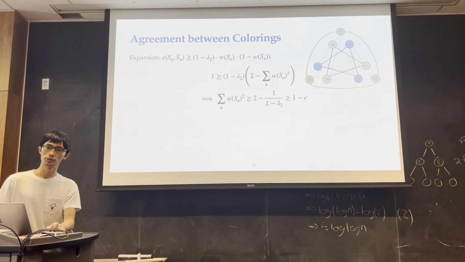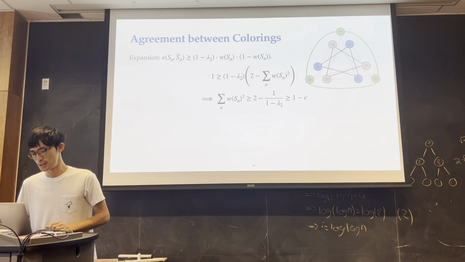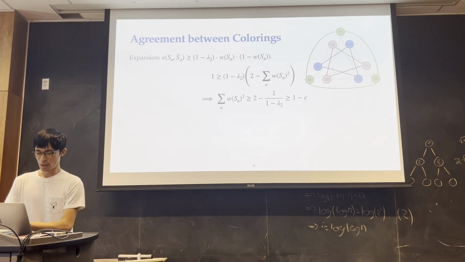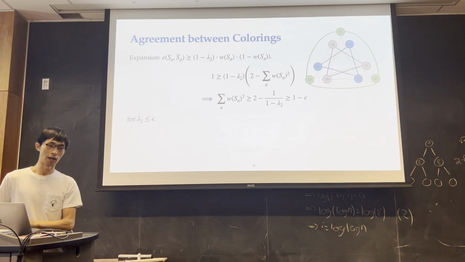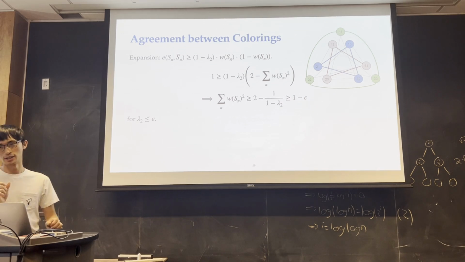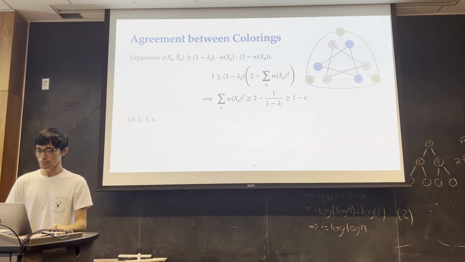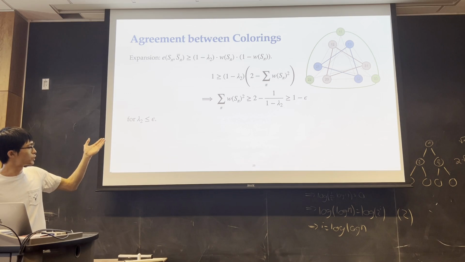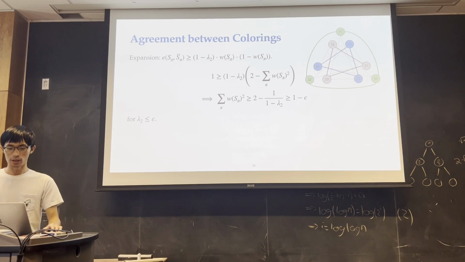By rearranging, we get that the sum of squares is at least 2 minus 1 over 1 minus lambda_2, where lambda_2 is at most epsilon. I apologize, this epsilon is different from the previous epsilon. Let's think of it as like 10 to the negative 4. So when lambda_2 is very, very small, then the sum of squared weights is at least 1 minus epsilon.